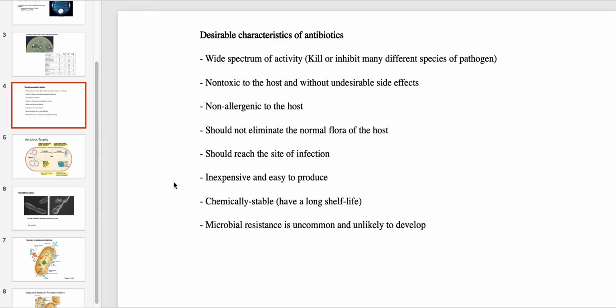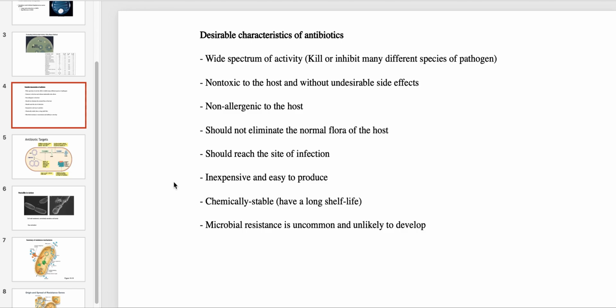So some of the desirable characteristics of antibiotics, and this list is pretty outdated, I would say, in some ways. The first one, wide spectrum of activity. Hopefully you understand why that's a little bit outdated. We wanted to kill or inhibit many different species of pathogen, and that was the original plan. If you were a pharmaceutical company, the ideal drug would have a wide spectrum of activity, could cure gonorrhea and syphilis and chlamydia all at once. But often these wide spectrum drugs will inhibit or kill lots of microbes in your gut, and so that can be a problem.